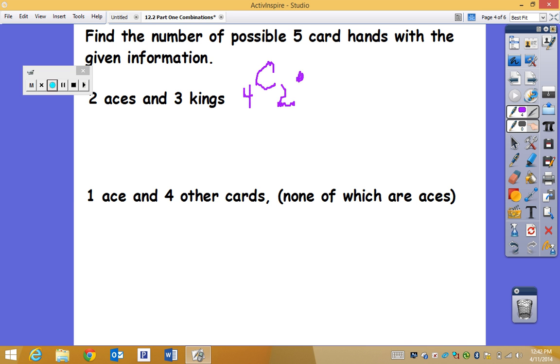And we're going to multiply that together. I have a combination where I want to pick 3 kings. There are 4 kings in a deck, and I am going to pick 3 of them.